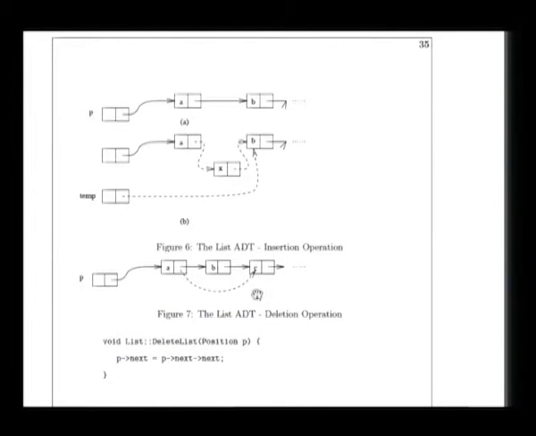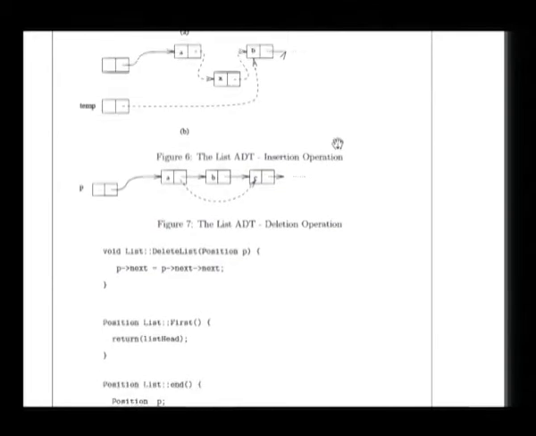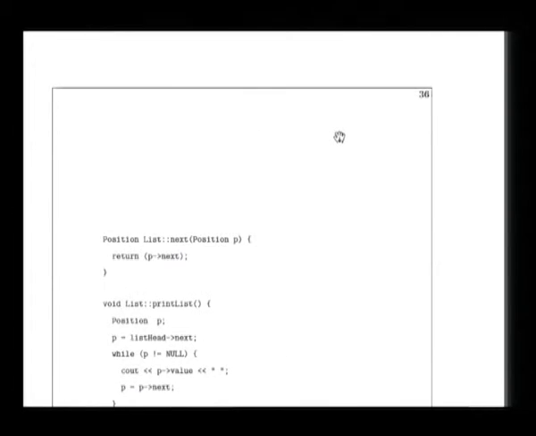So, this shows the deletion operation and this shows the insertion operation. So, basically what is it that we are doing here? We are essentially creating a new element over here, inserting it, and then we store this pointer in a temporary variable and then put it back over here. Okay.